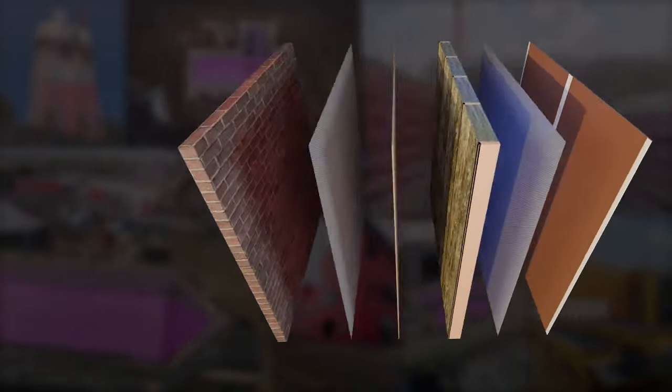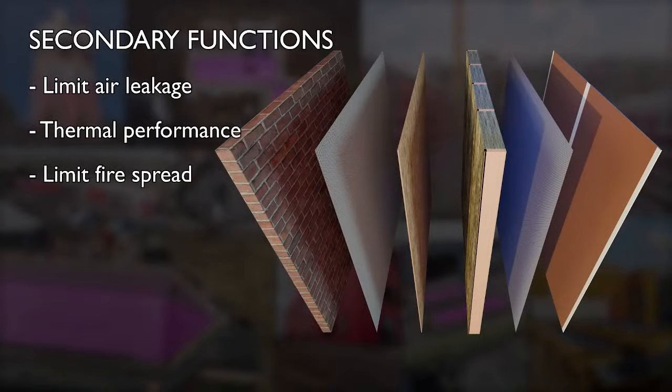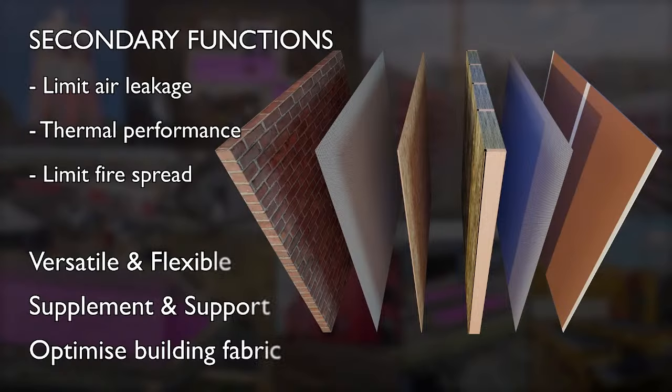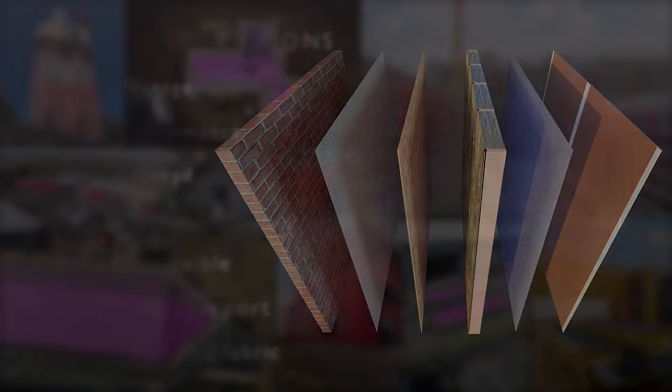In addition to this, both membranes may also contribute to limiting air movement, increasing thermal insulation, or providing additional fire resistance, depending on the specific composition of the product. This combination of functions allows a versatile and flexible approach to the design of the building envelope, with the properties of the basic fabric supplemented and supported by the membranes as required.